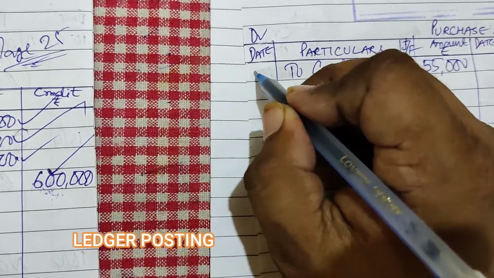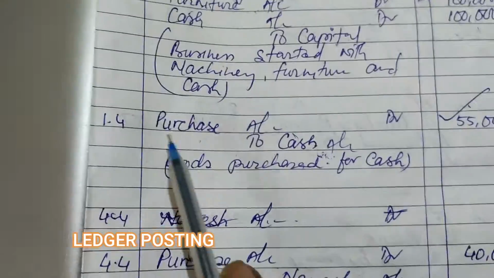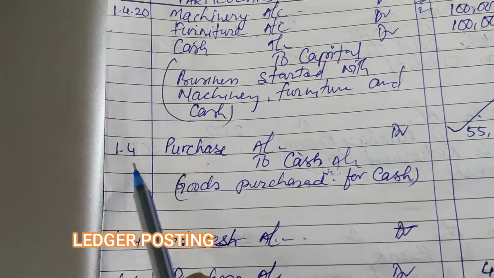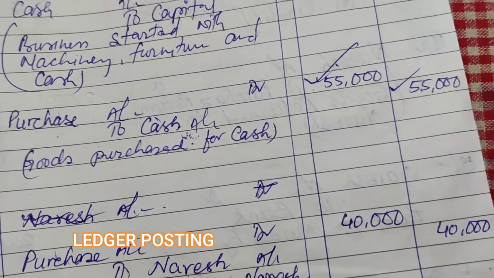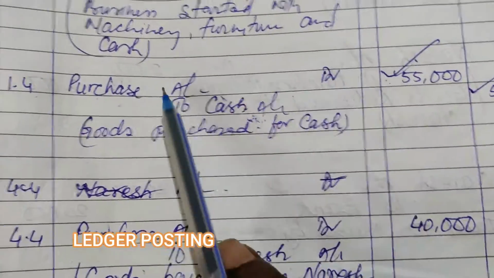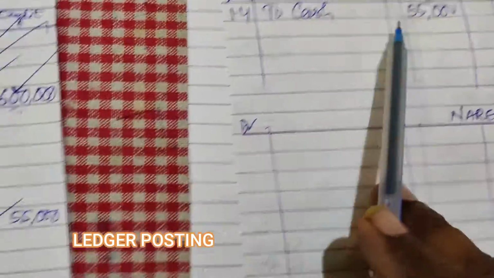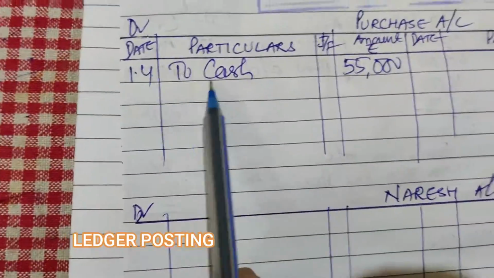55,000. The date is 1st April. Purchase account 55,000. This is also posted. Cash is already posted. This tick means it is already posted to the cash account. Purchase account tick means the purchase account is also posted. Purchase account debited to cash account.